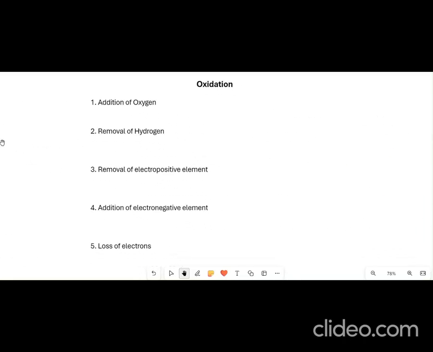Now, the concept of oxidation. Oxidation has various concepts. Addition of oxygen is called oxidation. If you take carbon, it reacts with oxygen and forms carbon dioxide. So this is an oxidation reaction. And if methane gas reacts with oxygen gas, you get carbon dioxide and water. Here carbon is converted to carbon dioxide by addition of oxygen, but at the same time there is also removal of hydrogen from methane. So removal of hydrogen is also oxidation.